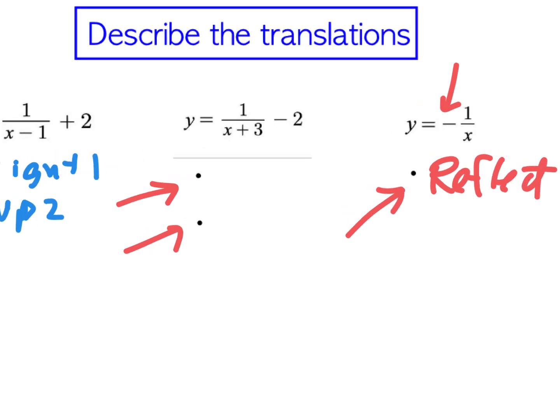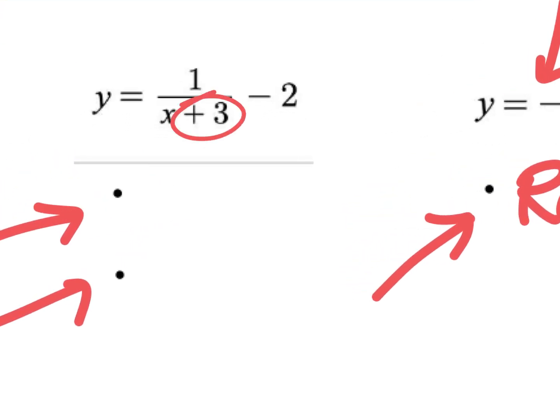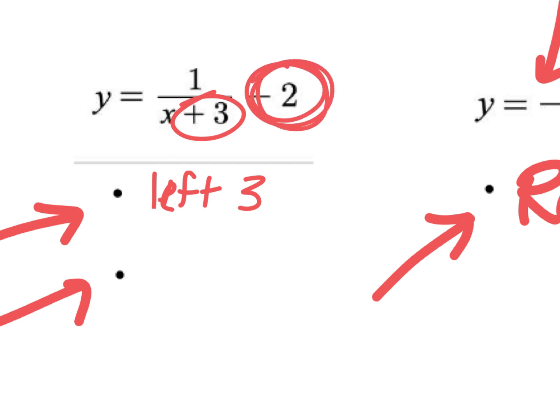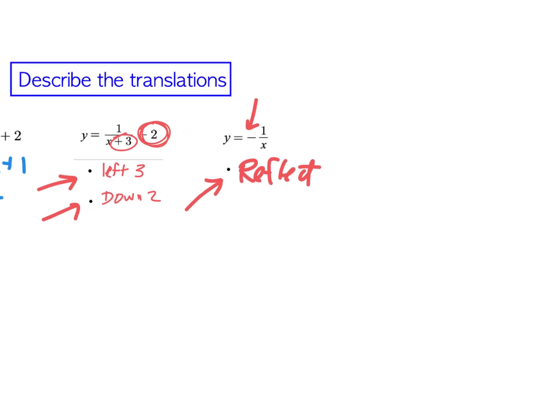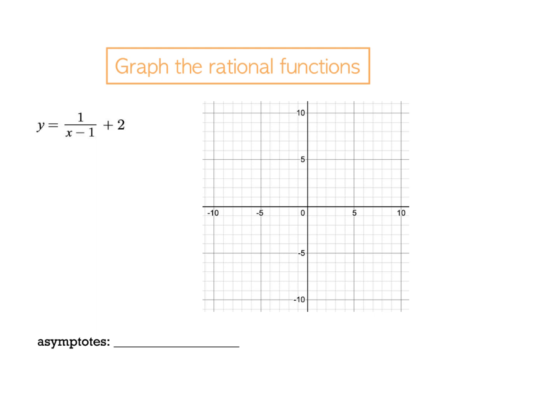And then this other one, what is this 3 here, Davis? Left 3. And what's this -2? Say it if you know it. Down 2. Any questions on those? I think they're fairly easy. Okay. This is just a plain old-fashioned, simple one, like the test is just like this.